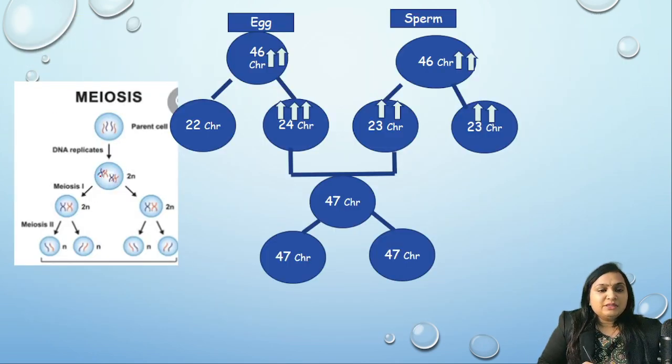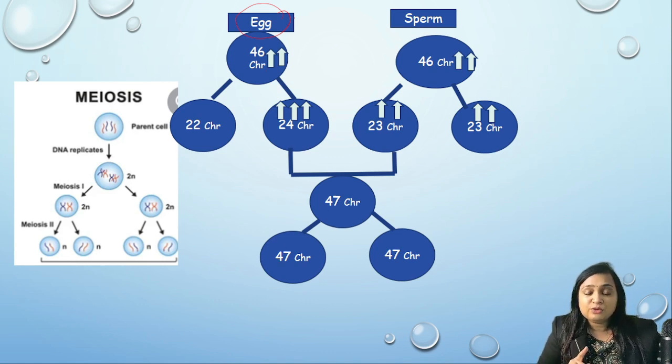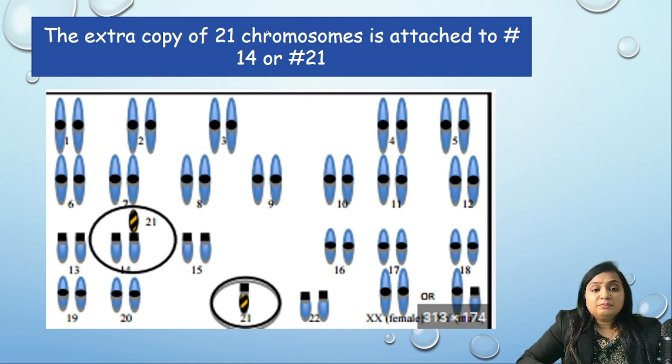So this is a normal meiosis in which there is normal cell division, while in this case, a maternal egg, during meiosis stage 1, in place of 23 there will be 22 in one cell and 24 in another. When this 24 is fertilized by a sperm, it will result in 47 chromosomes with one extra chromosome at 21. There could be a translocation, where the extra copy of chromosome 21 is attached to chromosome 14 or 21. This could also result in trisomy 21, and this could also result in Down syndrome.